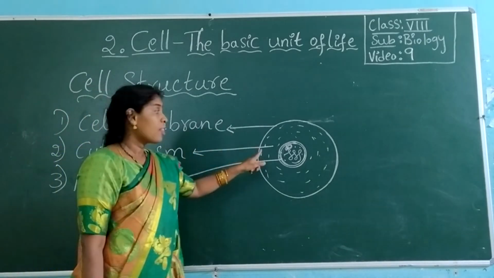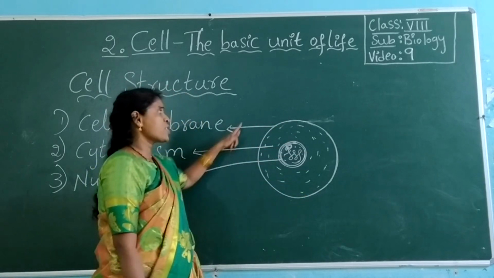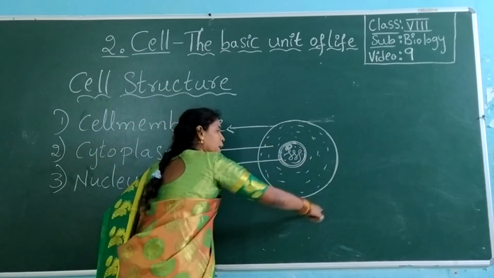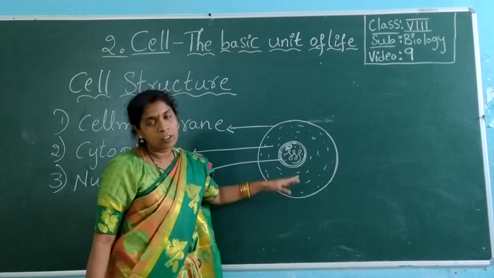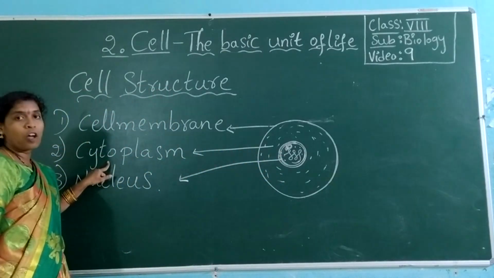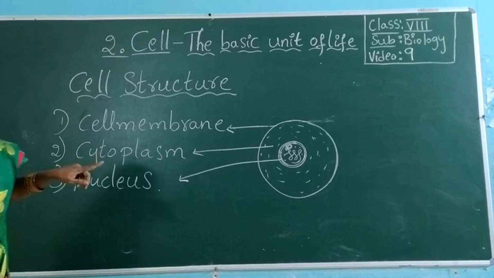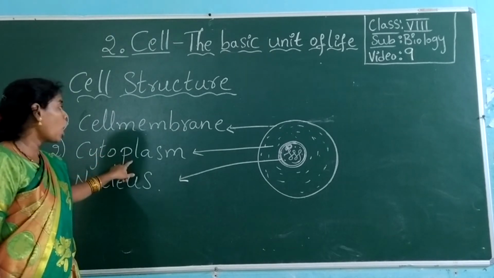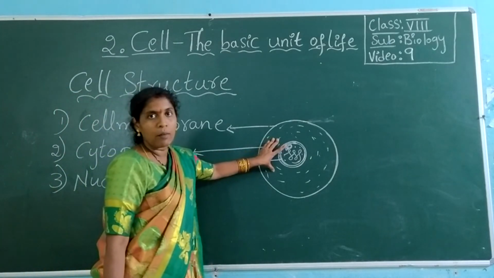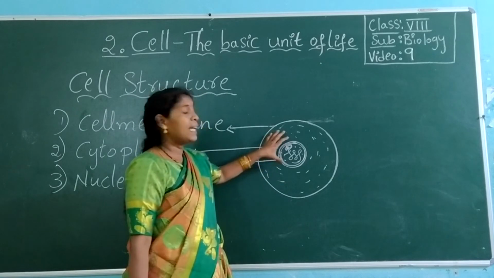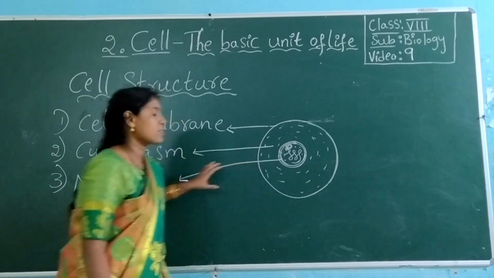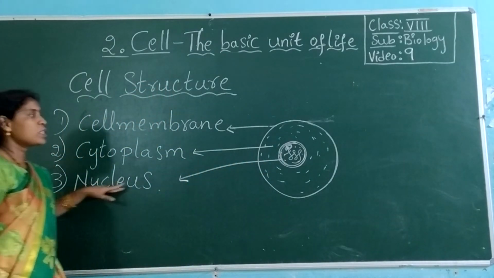Cell membrane is the membrane present around the cell. The cell which is covered by a layer is called the cell membrane. And cytoplasm. Cyto means cell, plasm means fluid. The jelly-like fluid present in a cell is known as cytoplasm. And the last and final part is called nucleus, which is in the center.